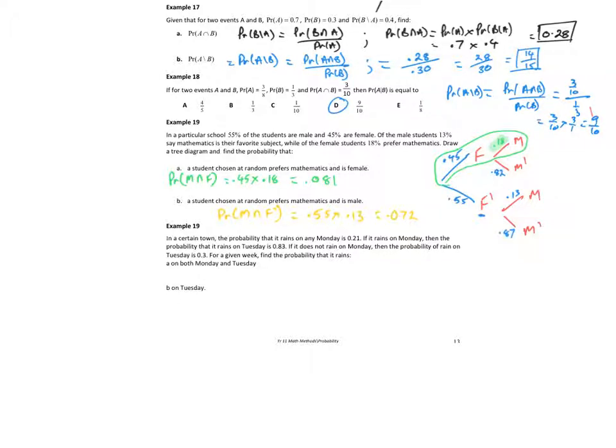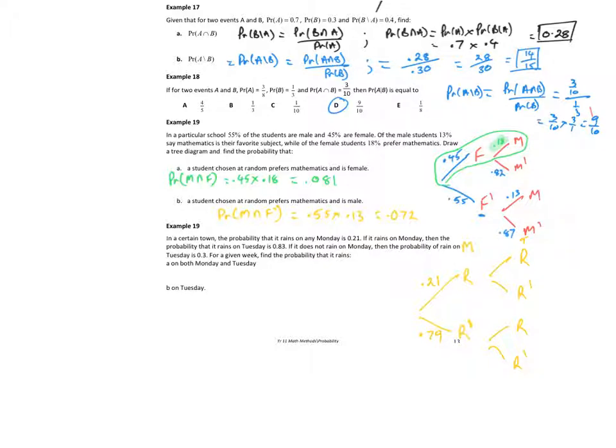All right, in a certain town, the probability that it rains on Monday is 0.21. If it rains on Monday, then the probability it rains on Tuesday is 0.83. If it doesn't rain on Monday, the probability it rains on Tuesday is 0.3. Okay, tree diagram. It either rains or it doesn't rain. This is Monday. Rain on Monday is 0.21, which means it's 0.79 that it doesn't. My second day, Tuesday, it either rains or it doesn't rain.